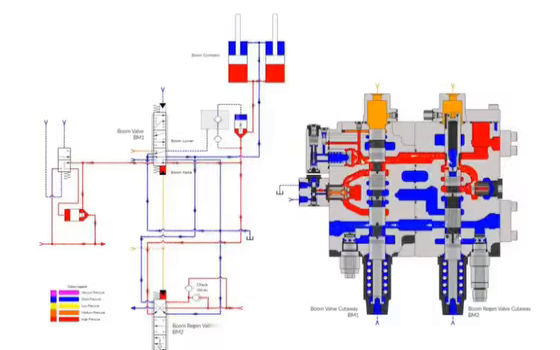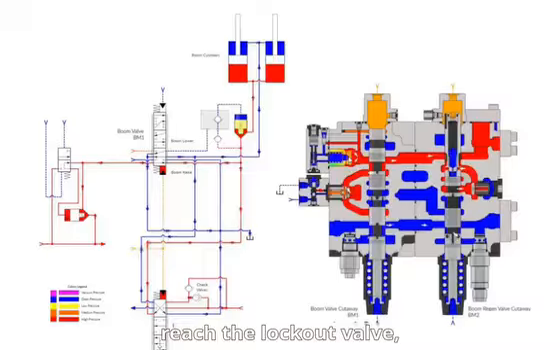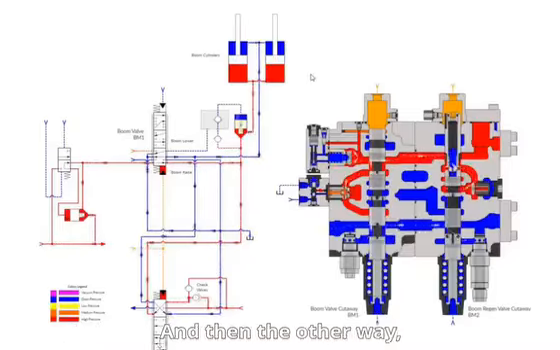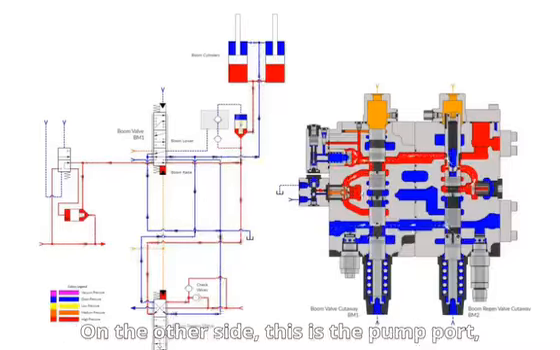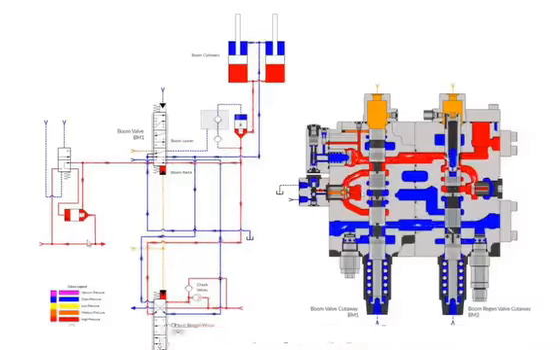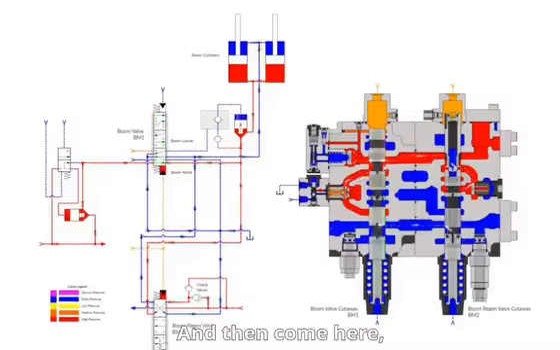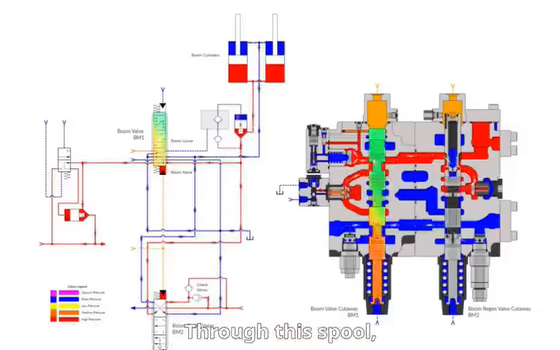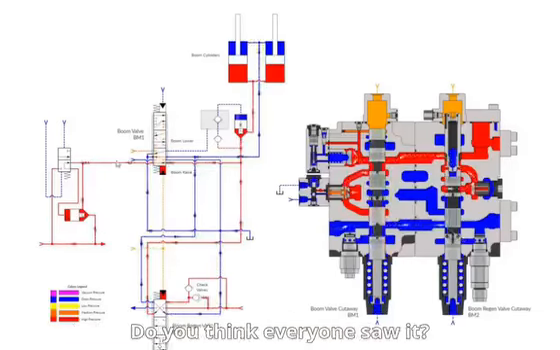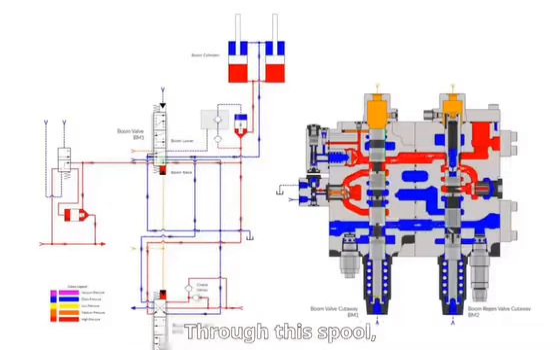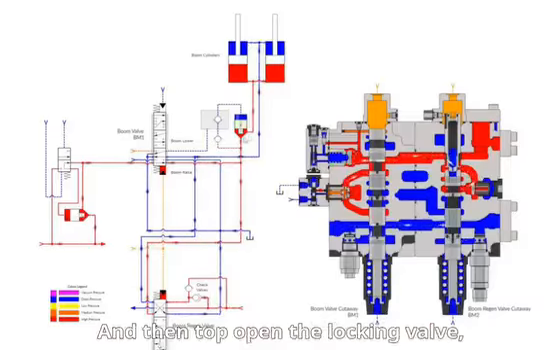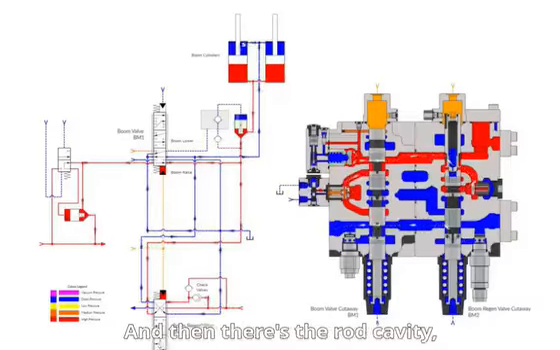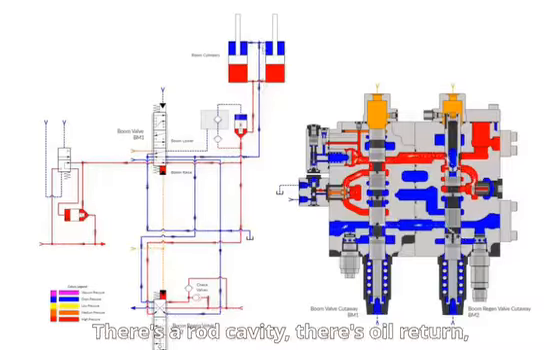After this spool switches, the oil arrives at this place. On the one hand, through here it reaches the lockout valve and then goes to the corresponding cylinder. On the other side, this is the pump port, right here. At the pump port, the oil tops open this one-way valve, and then comes here. Then it tops open this one-way valve, to here, through this spool. Did you see? Through this spool it makes a confluence, and then tops open the locking valve and reaches the rodless cavity.